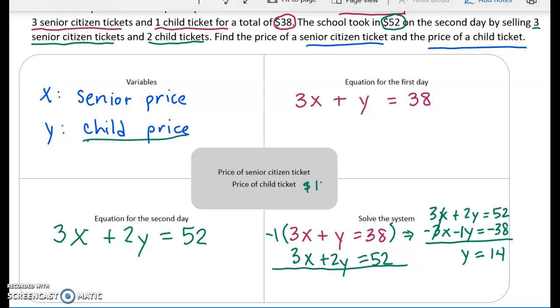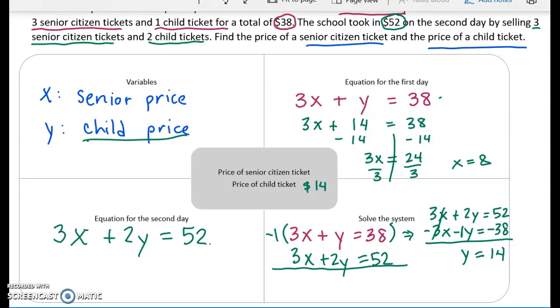So I know one of the answers. And now I can figure out the senior price using either of the 2 equations. I'm going to use the first day equation because the numbers are a little bit smaller. So I'm going to say 3x plus 14 equals 38. And now I have my railroad tracks. I'm going to subtract 14. So 3x equals 24. Divide by 3. So x equals 8. So now I know the price of a senior ticket as well.